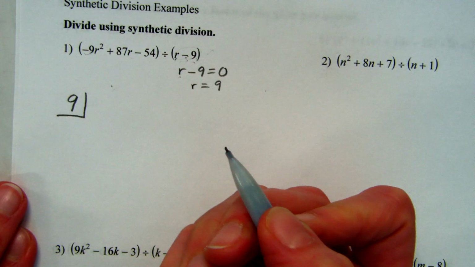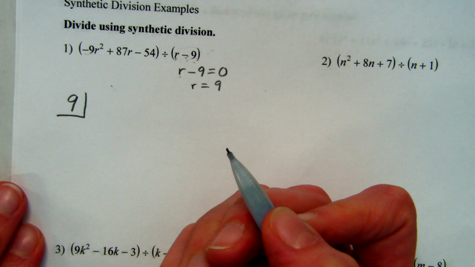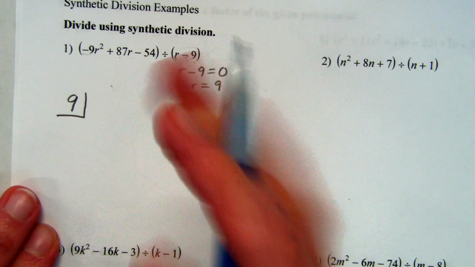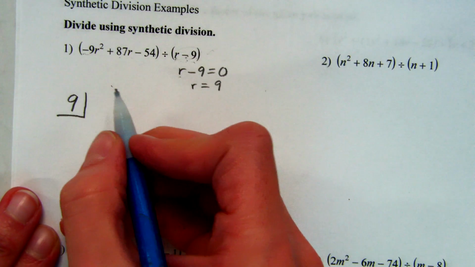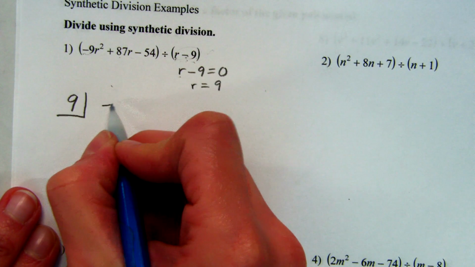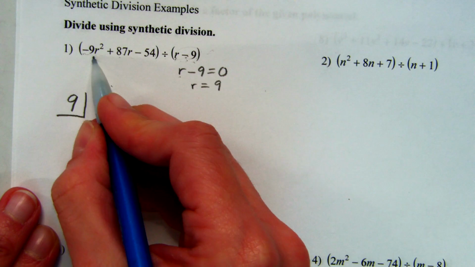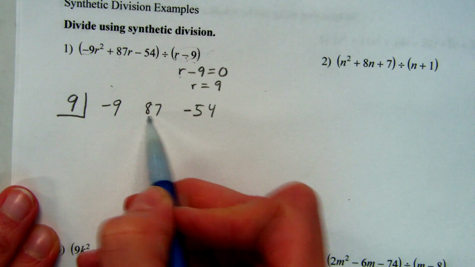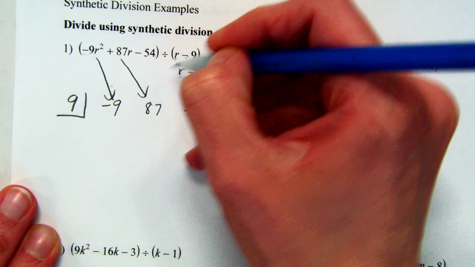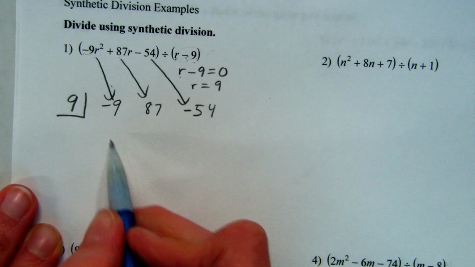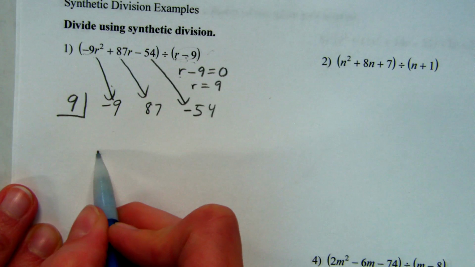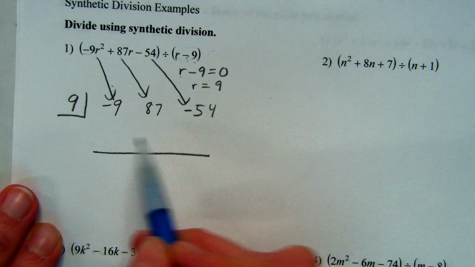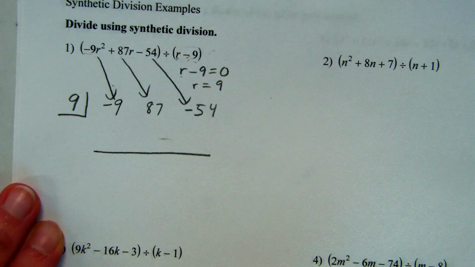And so that positive 9, which is just the opposite of the number that's in here, goes in a little box like this. Then we take the coefficients from the polynomial that would normally go on the inside of your dividing symbol. We just take the numbers, not the letters. So I'm going to have negative 9, 87, and negative 54. You line them up like this, and you leave a blank space underneath. This is sort of upside down from the way we normally do long division. And you put a long line down here.